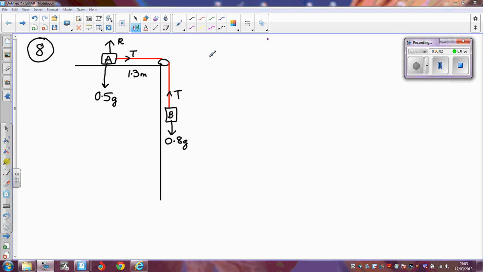Okay, this is the situation for question 8. A is here, on a smooth table, so we can assume there's no friction. That's a question later, but we can assume no friction. We're going to use Newton's second law, first of all, for particle A.